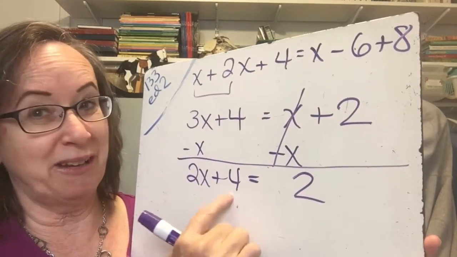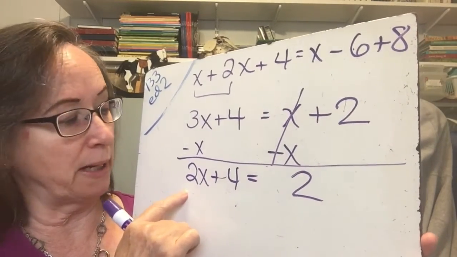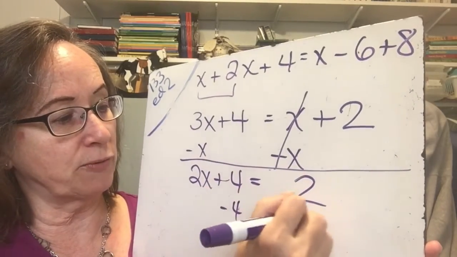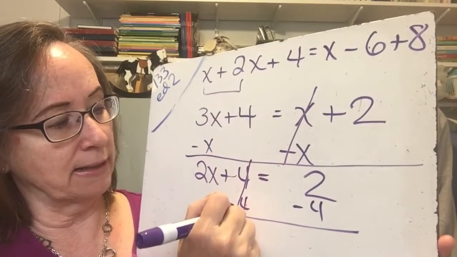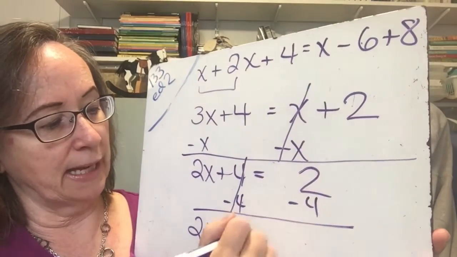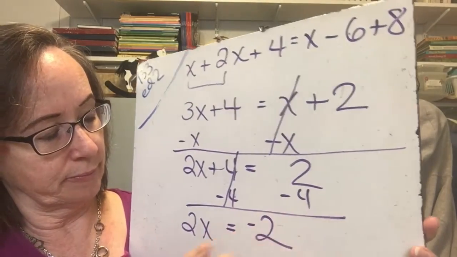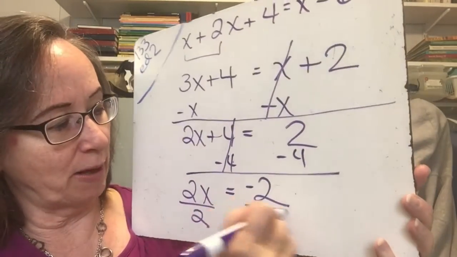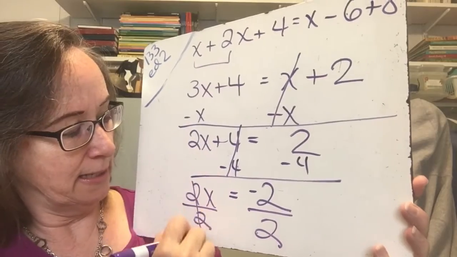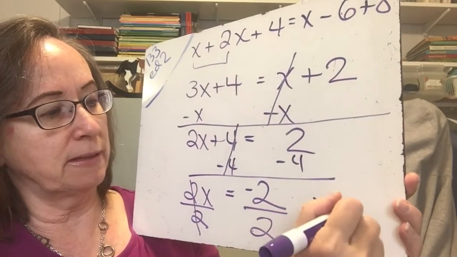Now we need to get rid of the 4 because we want the x term by itself, minus 4 on both sides. 2x cancels out, negative 2. Divide by 2 to get our x term by itself. Divide by 2, and x equals negative 1.